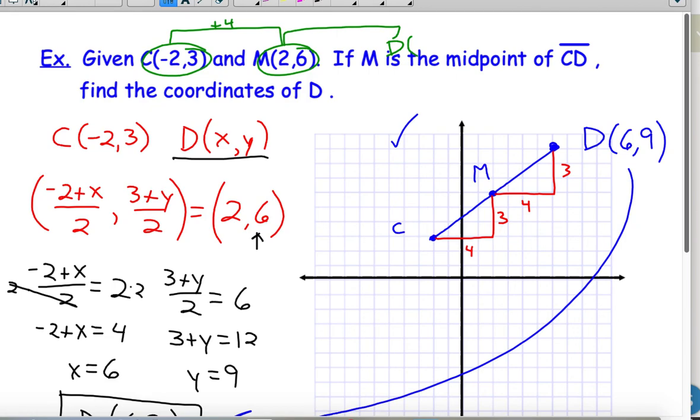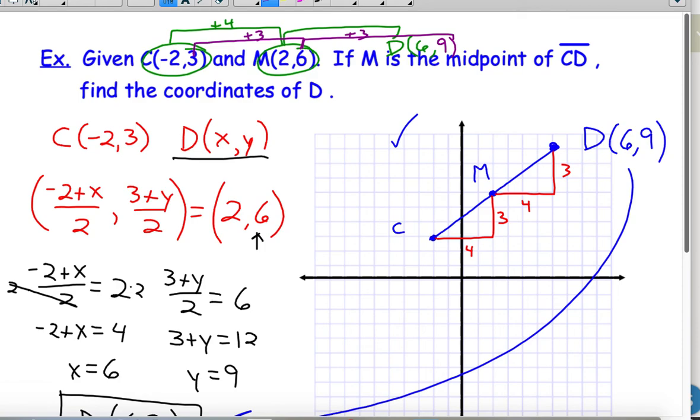So 2 plus 4 more would take me to 6. And then for the 3, to get from 3 to 6, I had to add 3. And so I'm going to add 3 more. And 6 plus 3 is 9. And I would have gotten my answer that way.